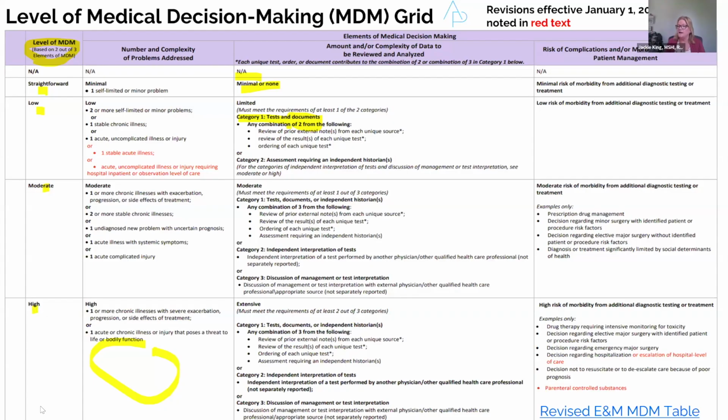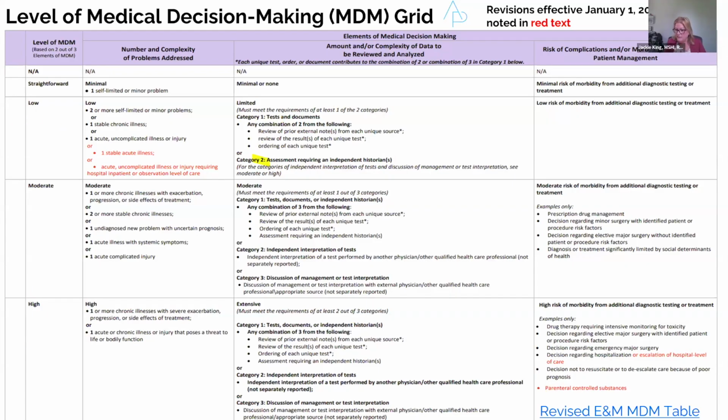So if you get 2 of these, you have a category 1, you have limited medical decision-making. If you have assessment requiring an independent historian, meaning the provider needs someone else to tell the story of this patient. Why are they here? Maybe they need a spouse or a caregiver to understand what's going on in this patient's health status, because maybe the patient is cognitively unable to tell them. That would be where the doctor would mention that they had an independent historian help them with their assessment. Just that gives you at least one of the 2 categories, and you have a low.